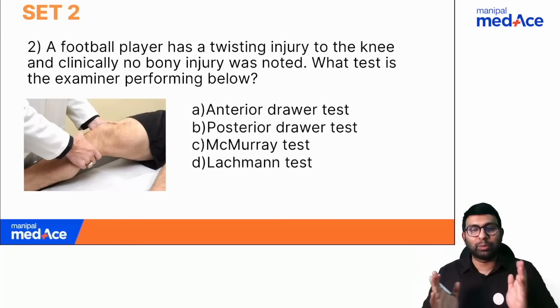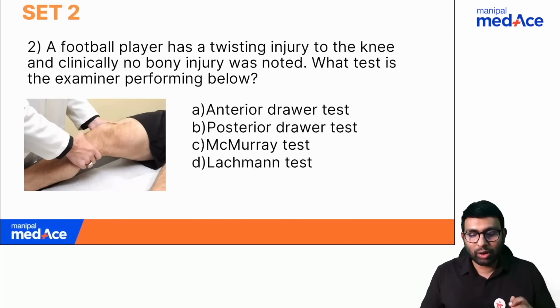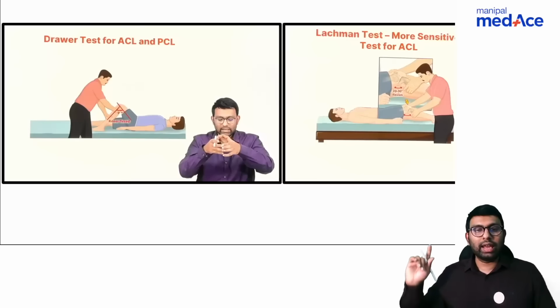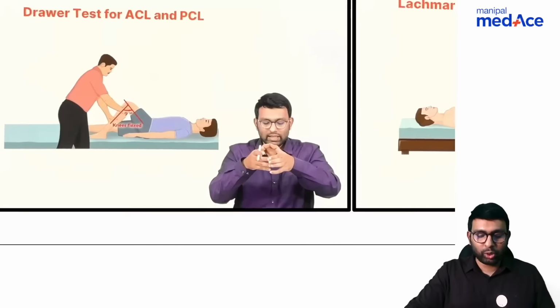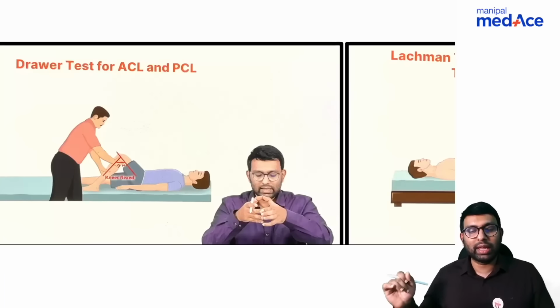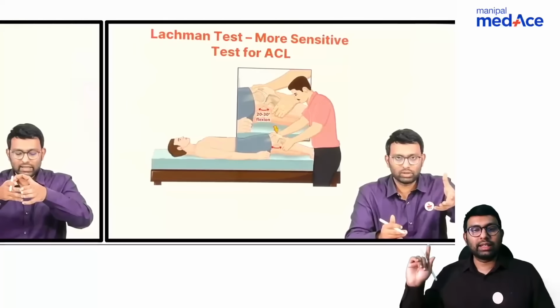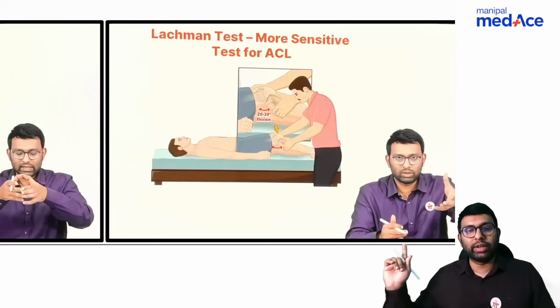Now, two things come to your mind. You either think of drawer test or you think of Lachman's test. Now, how do you differentiate between both of them? Look at these images from my video lectures again. In drawer test, the requisite is that your knee has to be at 90 degrees of flexion. But in Lachman's test, the knee flexion has to be somewhere around 20 to 30 degrees.